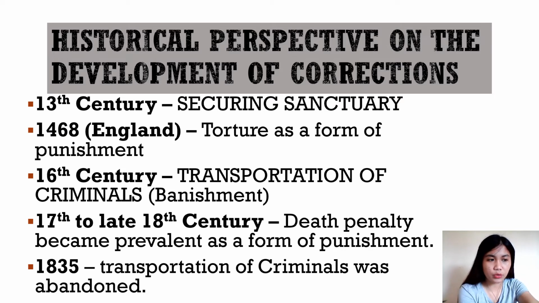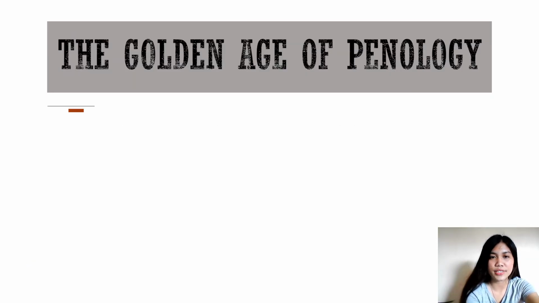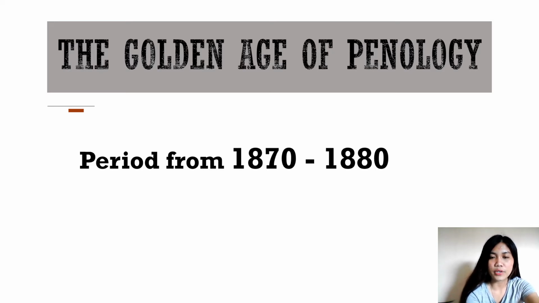And then in 1835, the transportation of criminals was abandoned. And now we will discuss the golden age of penology, the period from 1870 to 1880. This is what they called the golden age of penology because there are 5 important events that happened in that period.